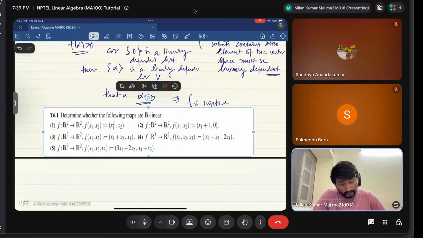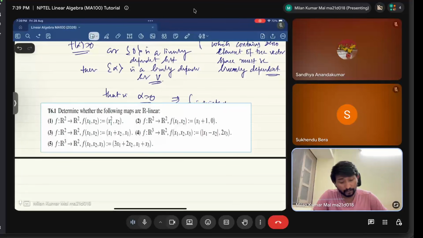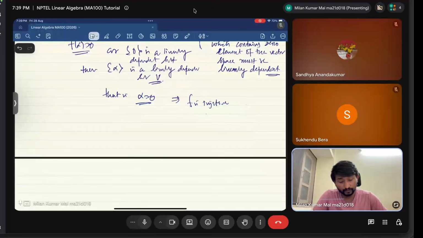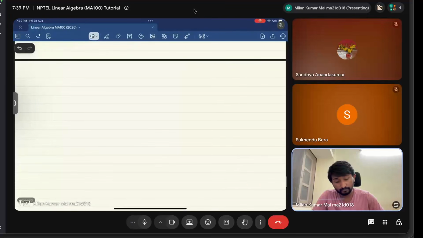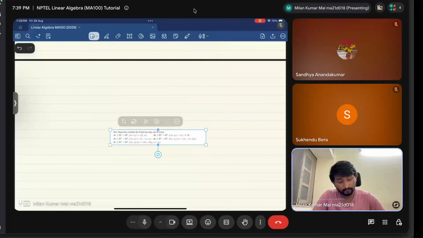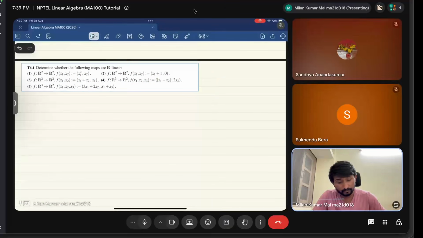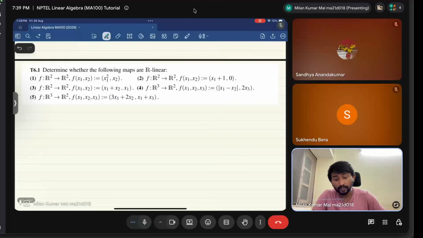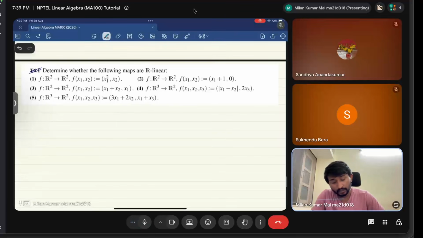I hope my screen is visible. So here, a few of them, I'll check the linearity of this map. I hope it is. Okay, let's see. So we'll check the linearity of a few maps. Okay, so let's take this map.